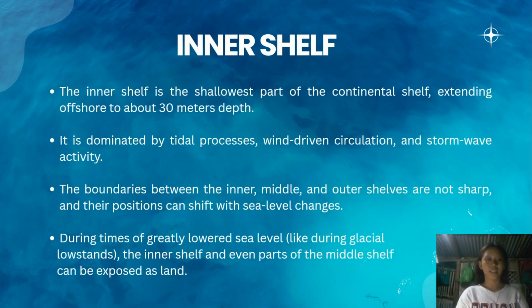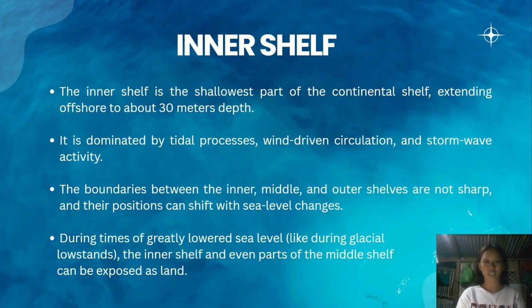Inner shelf. The inner shelf is the shallowest part of the continental shelf, extending offshore to about 30 meters depth. It's dominated by tidal processes, wind-driven circulation, and storm wave activity. The boundaries between the inner, middle, and outer shelves are not sharp, and their positions can shift with sea level changes. During times of greatly lowered sea level, like during glacial low stands, the inner shelf and even parts of the middle shelf can be exposed as land.